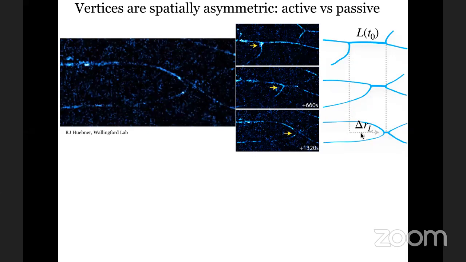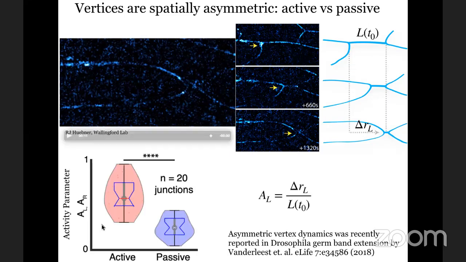We can quantify this by the distance moved by the vertices as a ratio of the initial junction length. When we look at these junctions across many different embryos, we see that there is clearly an active vertex that contributes dominantly to the shortening compared to the other vertex, which we will term the passive vertex. This type of asymmetric vertex dynamics was also recently reported in another system, a fly embryo.